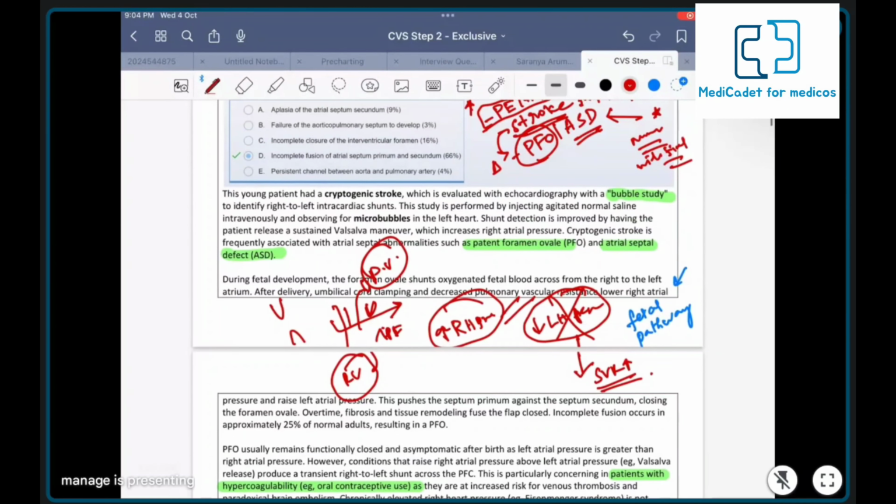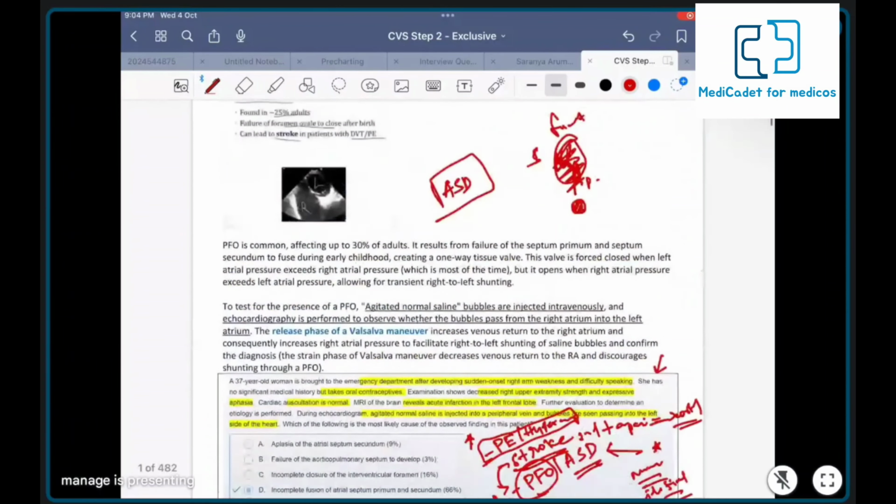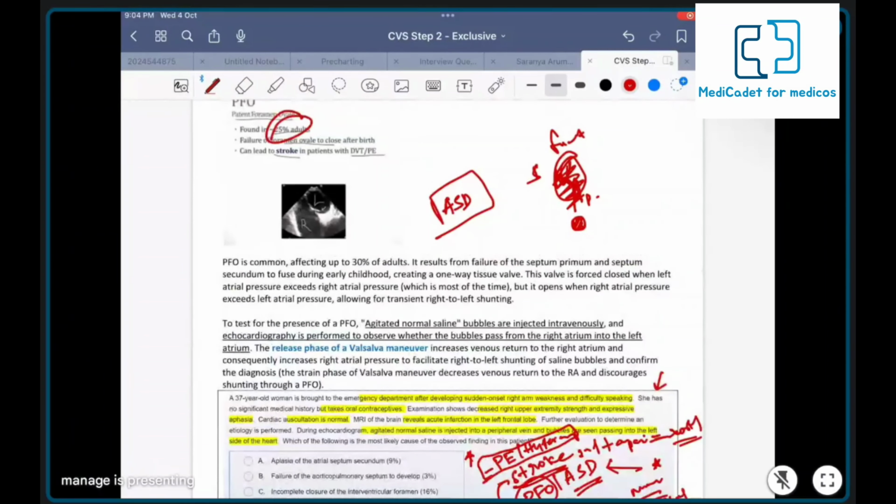So to find out if a patient still has a PFO, as mentioned here, about 25% and even 30% of adults have a PFO, but we don't know it. The reason is that even if a PFO exists, because of the increased pressure on the left side of the heart, there will be no mixing of the blood.